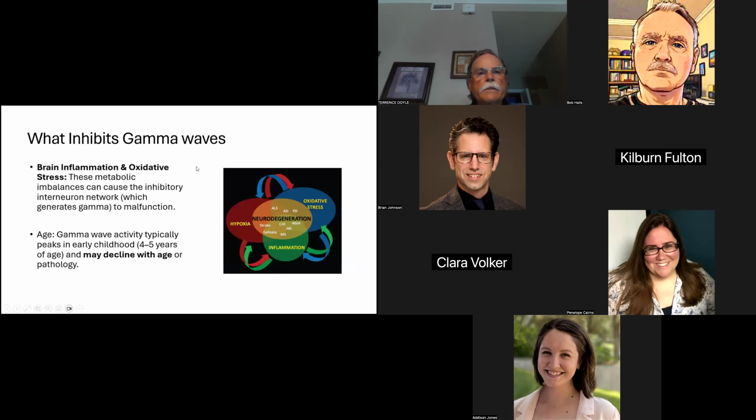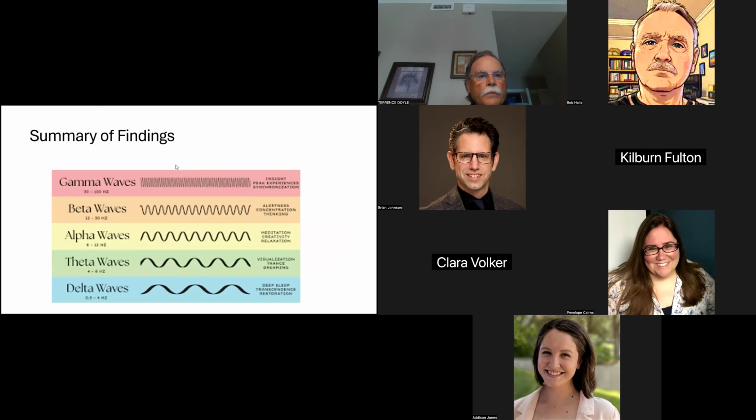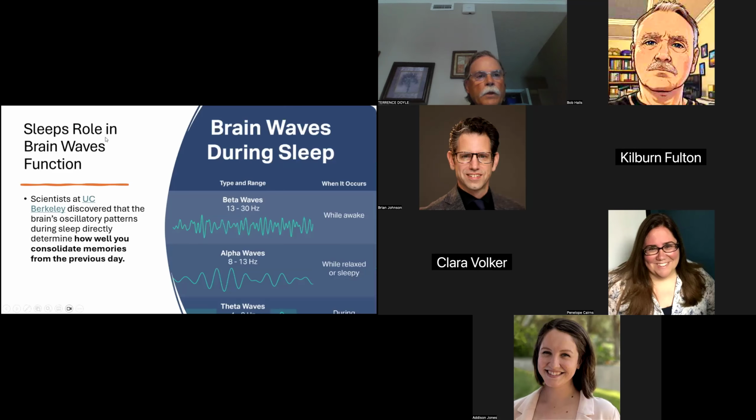Okay, so what inhibits gamma waves? Brain inflammation of any kind, stress, anxiety, and then unfortunately, we know that gamma production or activity declines as we age. So let me take you through basically, I know I went kind of fast with that, but here are some of the basic things that I think will help kind of bring this all together.